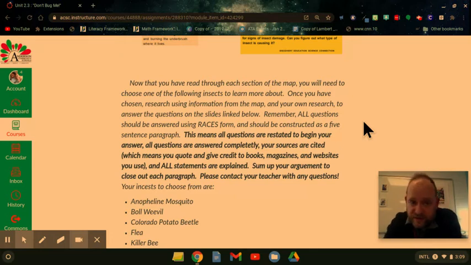Remember, all of your questions, every one of them, should be answered using RACES form. That means that you are going to need to restate the question, begin your answer, and answer all of your questions completely. Your sources are to be cited, which means you need to quote from books, magazines, websites, or the map above, and you need to give the source that you use credit. So say, in such-and-such, I saw, or on this website, it said that.